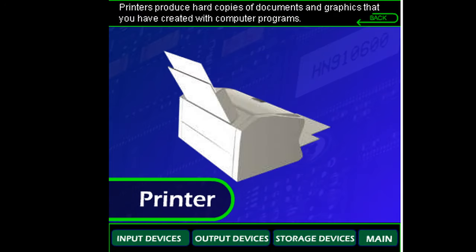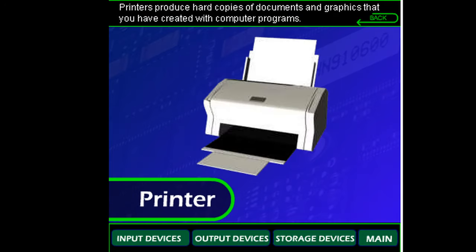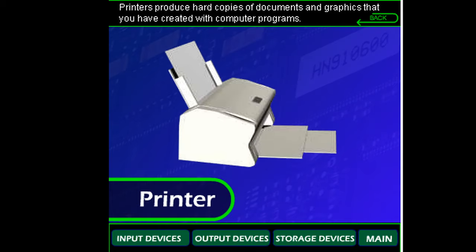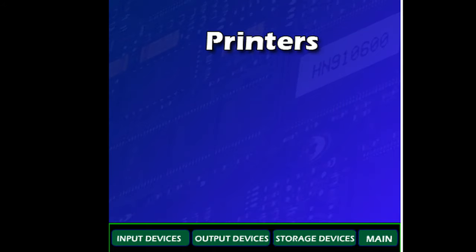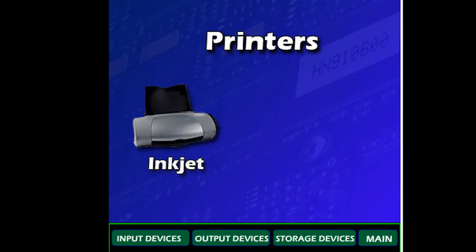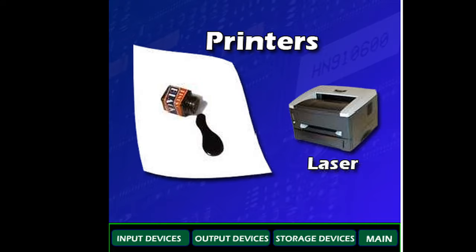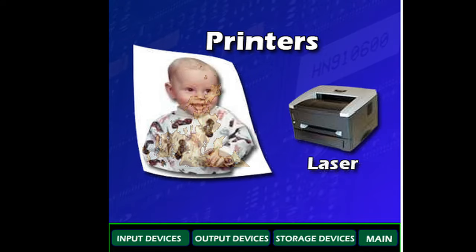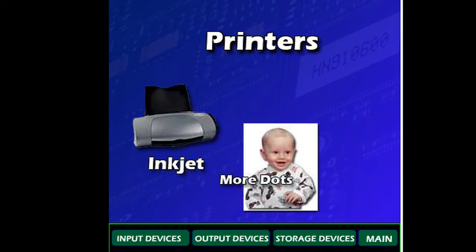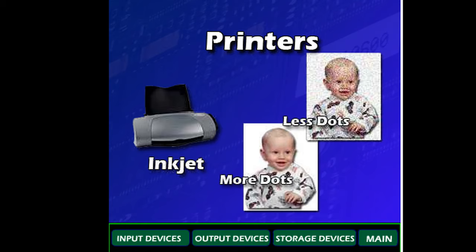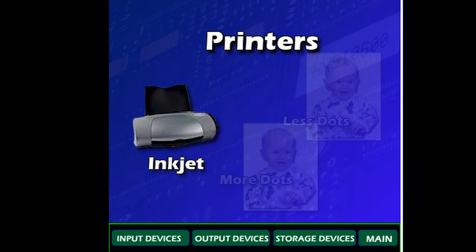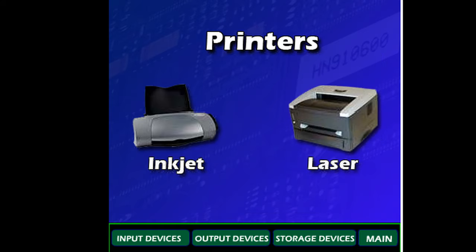Printers are output devices that produce hard copies of documents and graphics that you have created with computer programs. There are two basic types of printers available today: inkjet printers, which print tiny dots on the paper, and laser printers, which fuse ink and paper in a heat process. With inkjet printers, the greater the dots per inch, or DPI, the better the resolution. Both these printer types can print color and graphics and produce high-quality results.